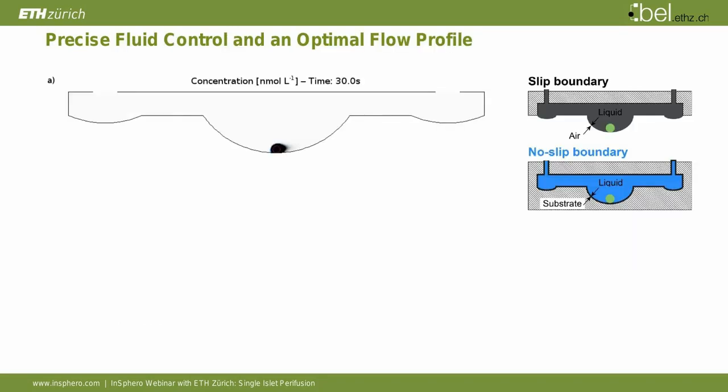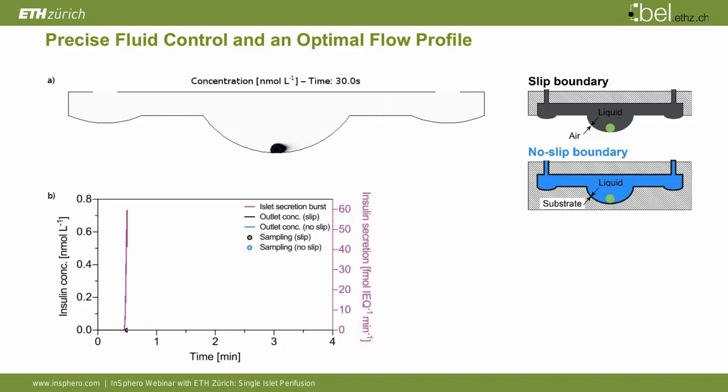Now coming back to the precise fluid control and the optimal flow profile. What we did here is we simulated the flow path of two different scenarios in our chip, having a slip boundary condition represented in black, and a non-slip boundary condition represented in blue, which is the closed microfluidic chip scenario. And then we simulated an insulin release burst from an islet microtissue that is located at the bottom tip of this hanging drop structure. And we are measuring the concentration that we get on the outlet of this device.